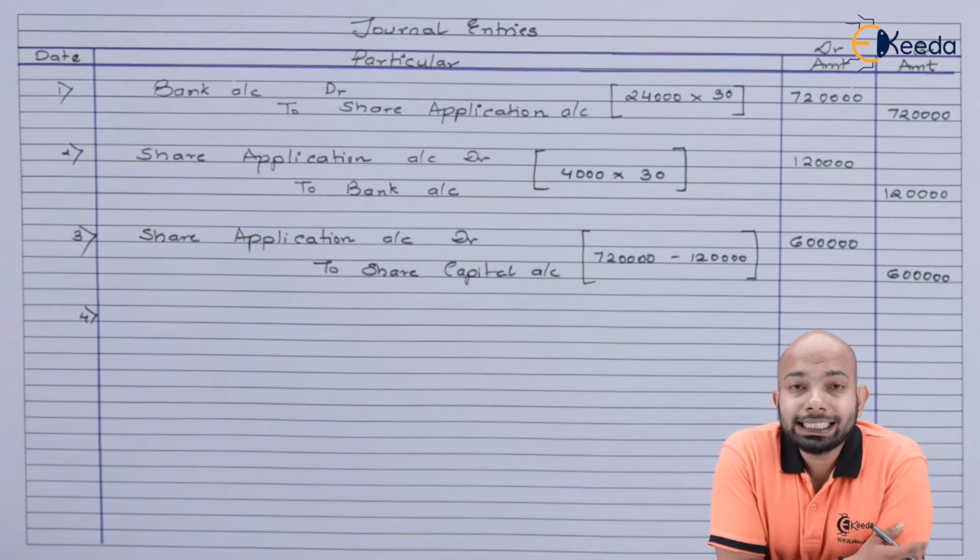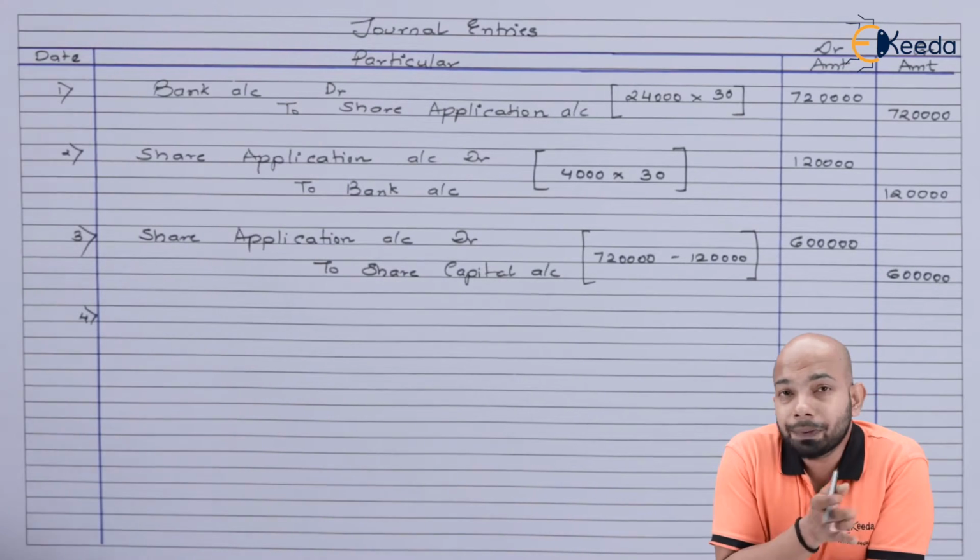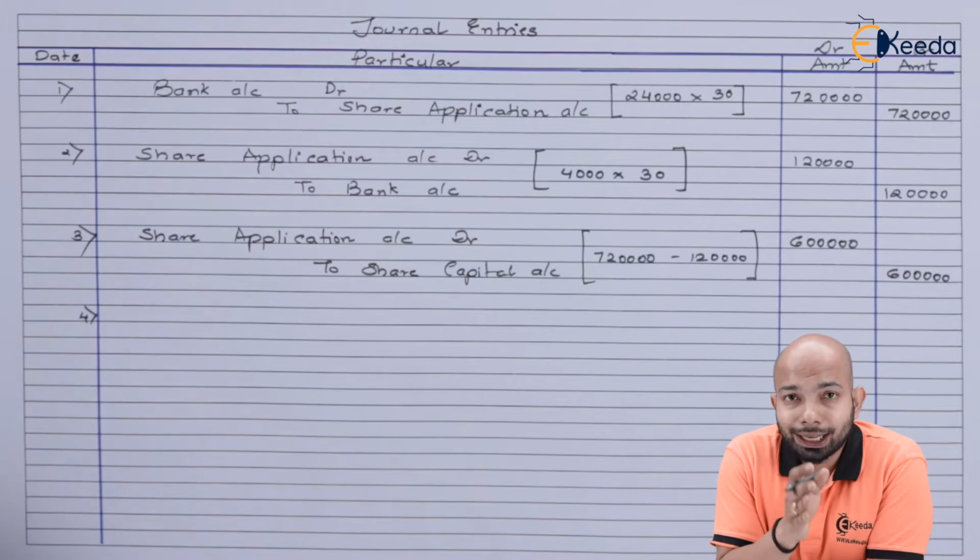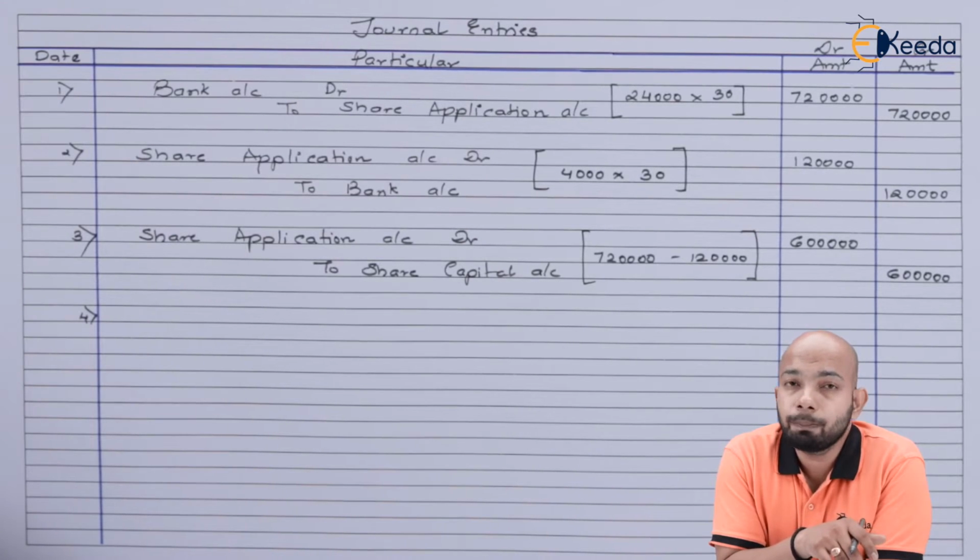Now, the fourth entry that we'll be passing here is the allotment due. Make sure there is a premium here that we have to take into consideration. Hence, allotment will also include the premium as it was mentioned in the question.